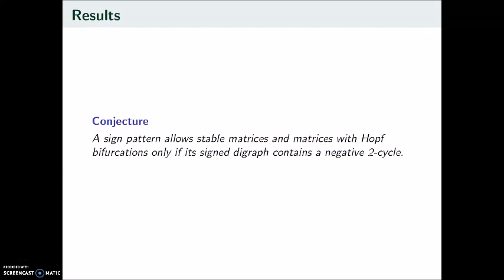The conjecture is that if a sign pattern allows stable matrices and matrices with a number of Hopf bifurcations, then the signed digraph of that sign pattern must contain a -2 cycle. We're pretty confident that this is true just based on what we've seen so far, and we know in certain special cases it must be true, but we don't know if this is true in general yet, so right now it's still a conjecture.